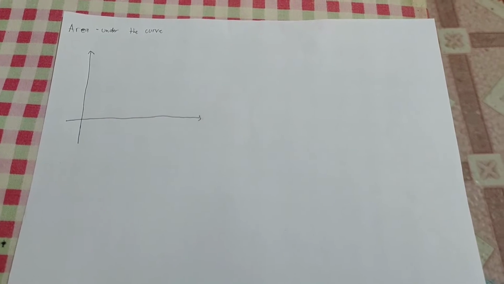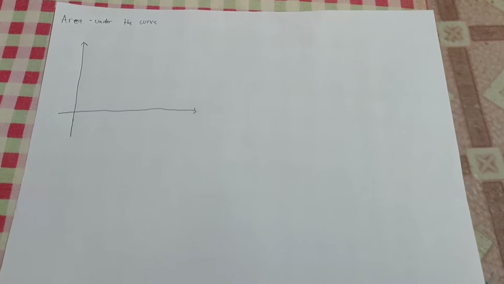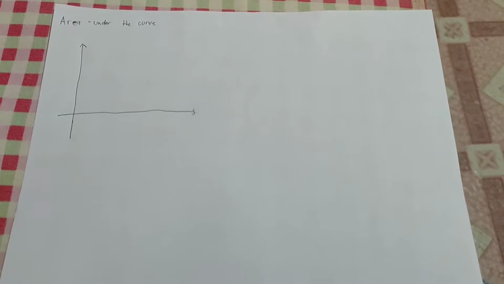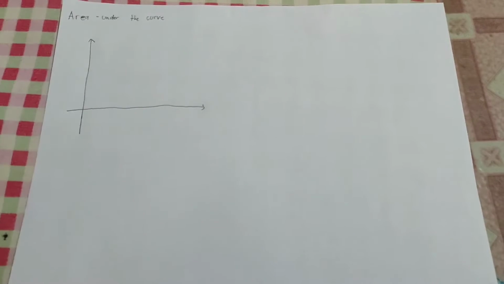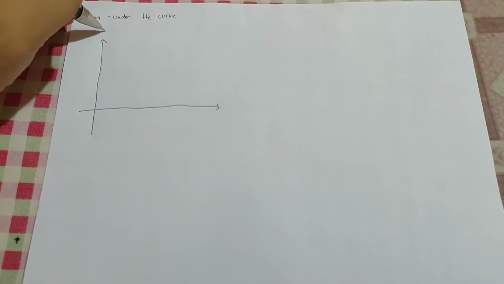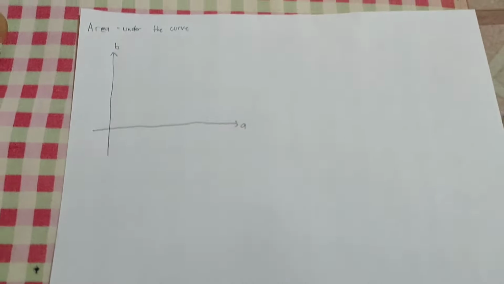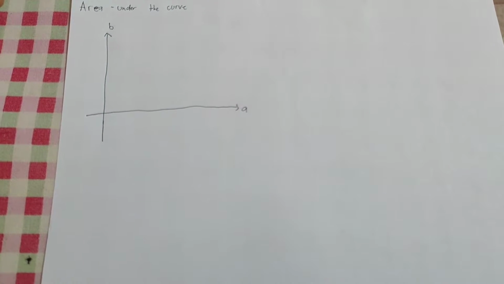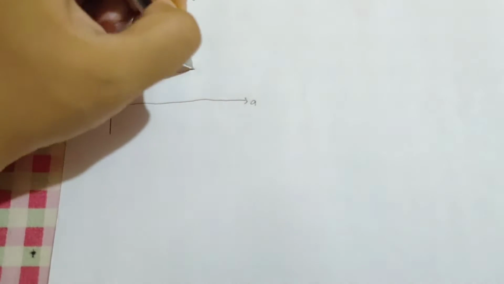This is the topic of area, which is our first topic, which is under the curve. The concept of area under the curve is this. Let's say this is our B, and the horizontal line will be our A. For example, we will draw a line like that.